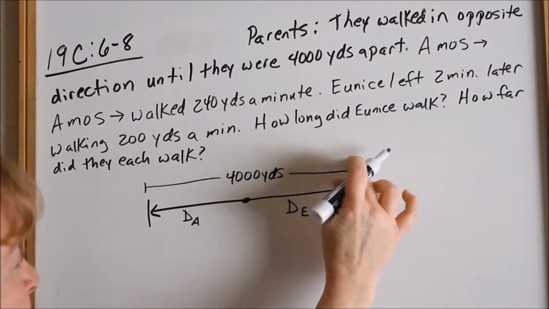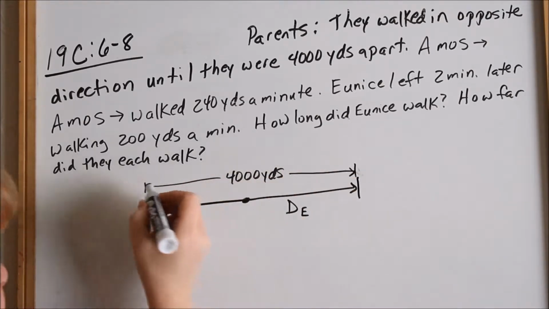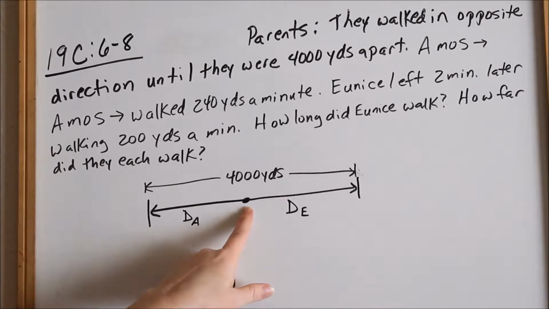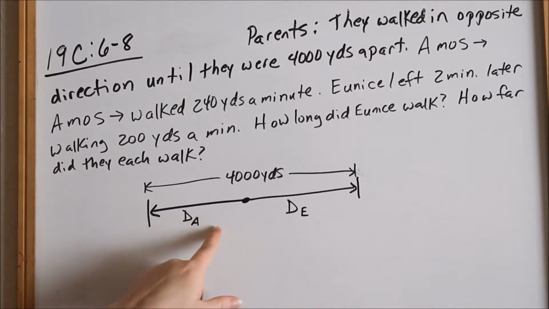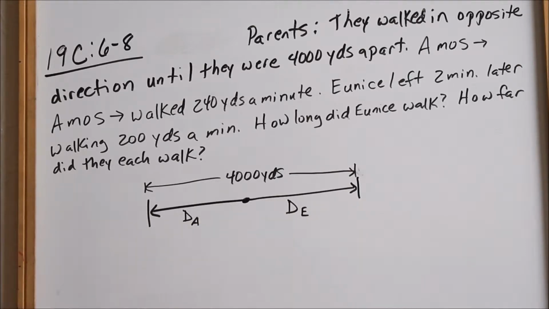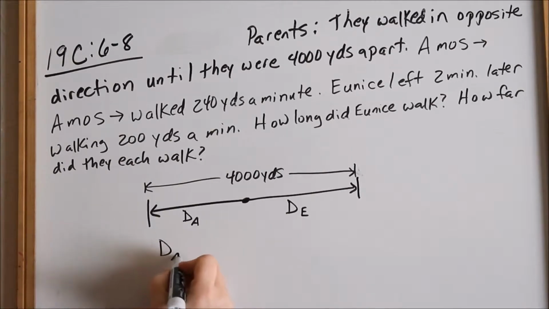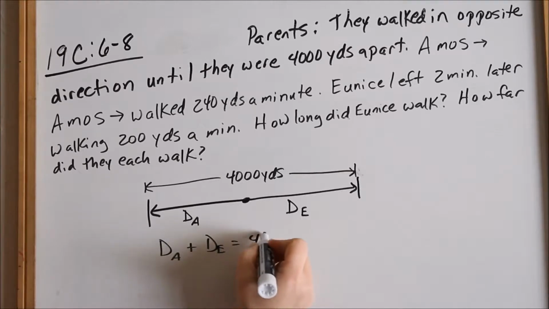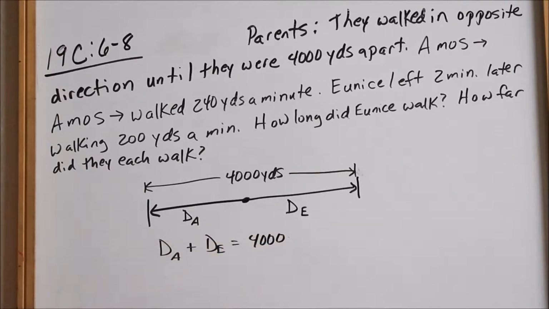I think it's very important to be able to draw a picture. A picture will be able to help you. And actually in the problem, it says to draw a picture. So they started at this point and then they walked in opposite directions until they were 4,000 yards apart. Alright, so from what we already talked about, we know that Amos's distance plus Eunice's distance is going to be 4,000 yards. Okay, I'm just going to drop my units for a minute.